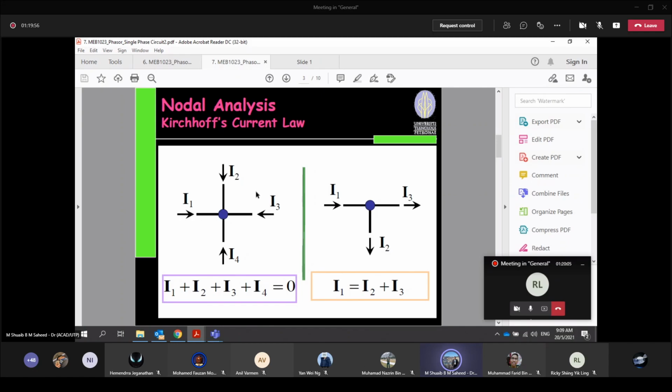So I1, I2, I3, I4, you just add it up, equals to 0. In this case, you have one current going in, two currents going out, all are different. So I1 is I2 plus I3, depending on the current direction given to you. If it is not given, then you can make your own.